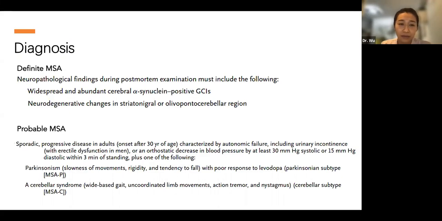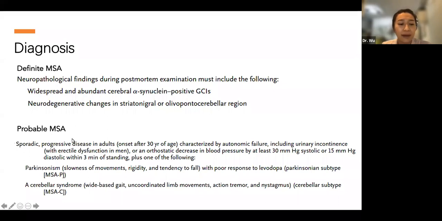And then we'll talk about the diagnosis of MSA. For the diagnosis, we have 3 levels: definite MSA, probable MSA, and possible MSA. Actually, the diagnosis of definite MSA is not possible until the patient has died, because we should do the post-mortem examination of the patient's brain.